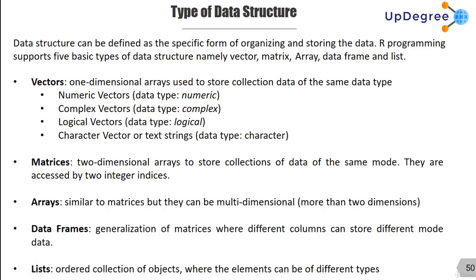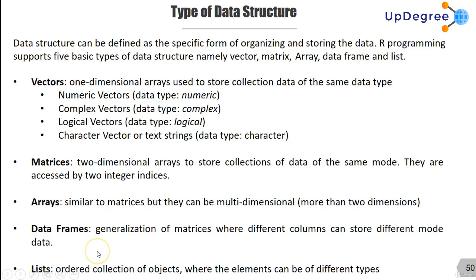But what if you want to store numeric as well as character variables? A character variable is something like gender, male or female. So if you want to store male or female also, then you need something which can store different kinds of data types. Like you want to mix numerical with categorical, or you want to mix categorical, numerical and logical, something like that. That's why we use a data frame. A data frame generalizes matrices, where different columns can store different modes of data. We'll discuss each of them in detail.